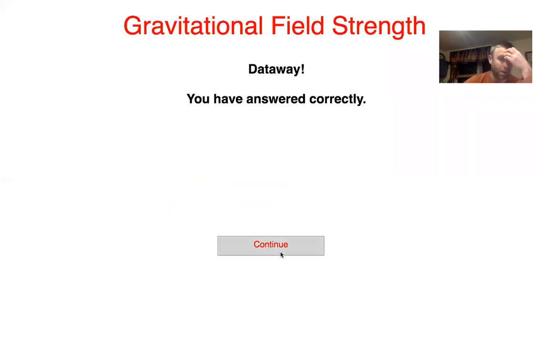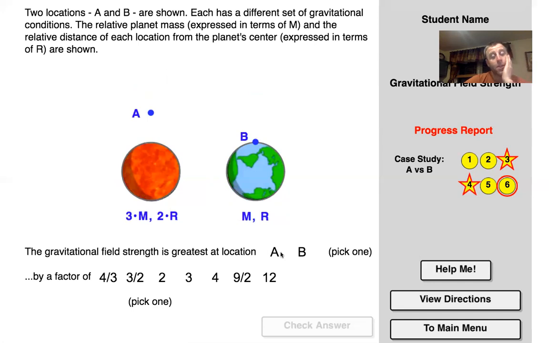Okay, let's do one more. This one, they changed both. So it has 3 times the mass for this planet, and it's also twice as far away. So if you think about it, you're going to do 3 in the top, but 4 in the bottom, is that right?